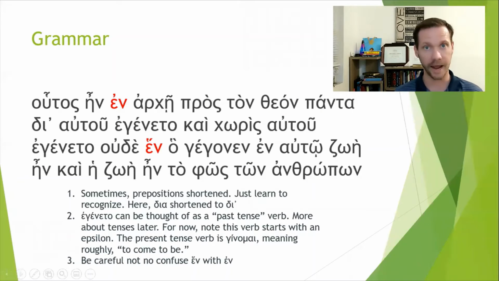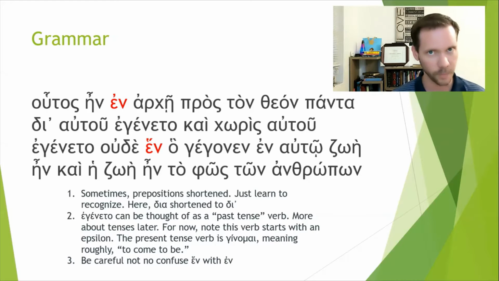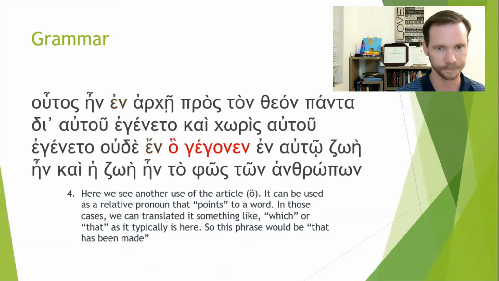Moving on then, I want you to note, let's be careful. There are some words we can confuse. Note en, which of course means in, and then hen, the second word in red there. Hen, notice the rough breathing mark again, means one. So be careful not to confuse those. They are not the same thing.